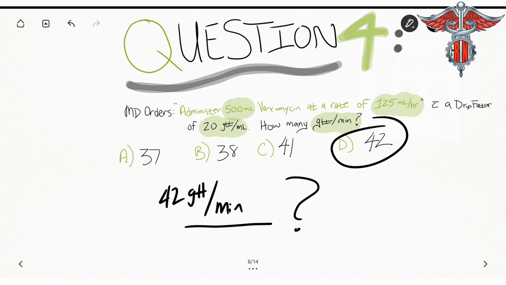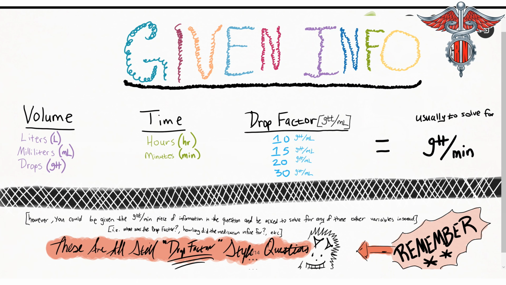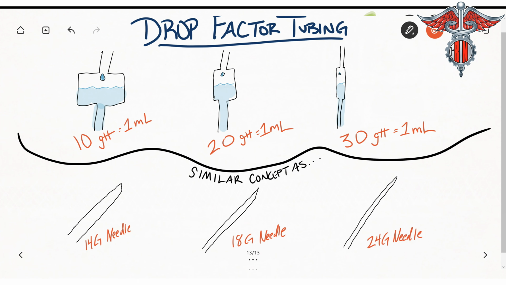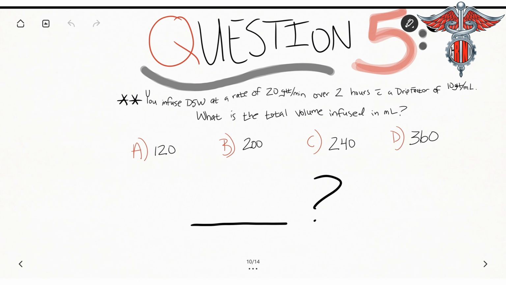We're about to dive into question number 5, our 5th and final question. This is going to be a doozy. I want you guys to try and remember at the beginning that you could be given the drops per minute piece of information in the question itself and be asked to solve for something entirely different, one of the other variables. So let's go ahead and dive into question 5, and let's try and bring all of these concepts that I've taught you so far, let's bring them home. So our 5th and final question.